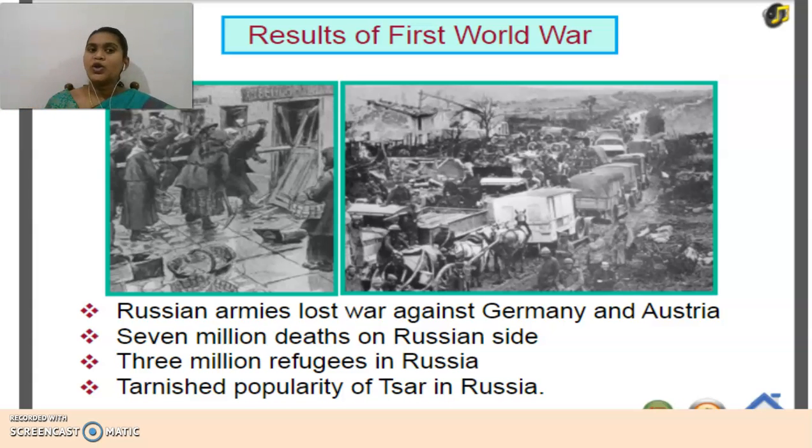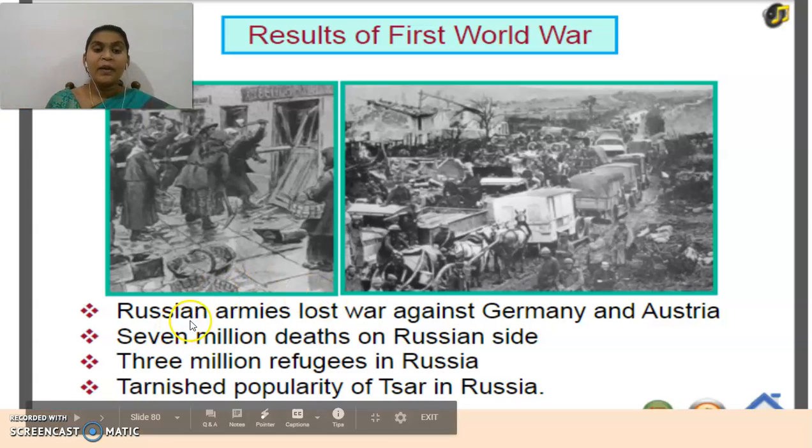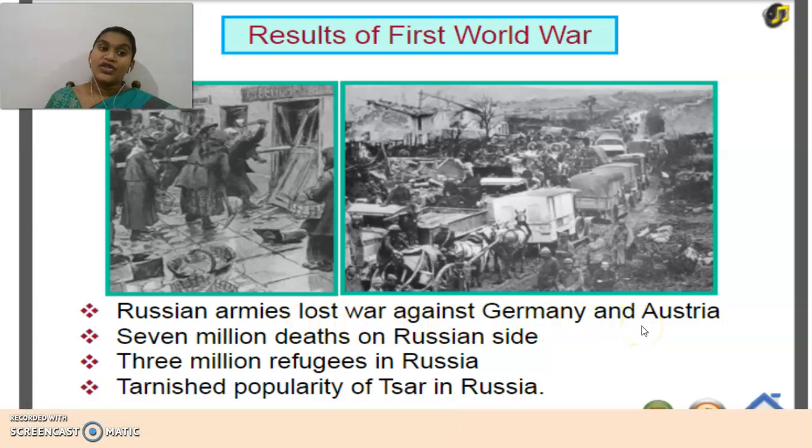Okay, the same happened here also. The results of the First World War in Russia we are seeing here: the Russian armies lost against Germany and Austria. So how were they fighting in the First World War? They started to attack Germany and Austria. So they had the Western Front and the Eastern Front. With the two areas, they attacked Germany in both, the Western Front and even the Eastern Front.